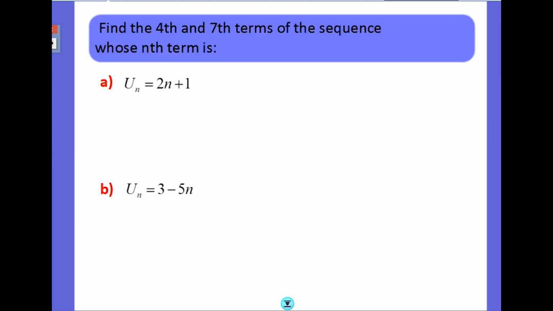All right, now let's see how we establish this. We're to find the fourth term and seventh term of this sequence, whose nth term formula is this.